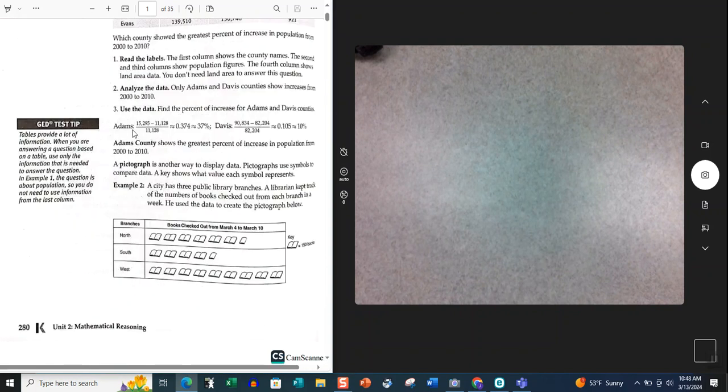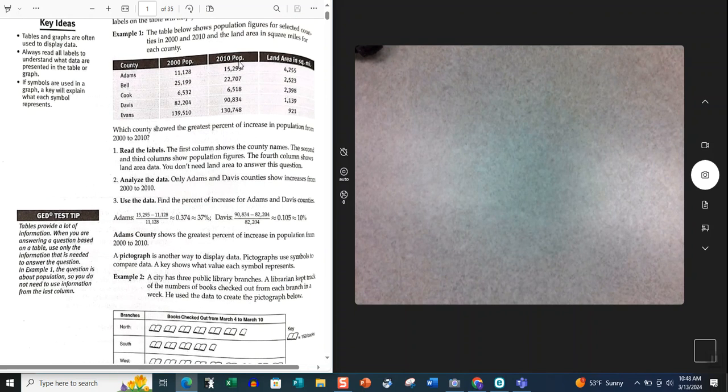Now, the percent of increase, we know, is the new value, which would be the 2010 value, minus the old value, which is the 2000. So we would take 15,295 minus 11,128, over 11,128. And it gives us approximately 37%. That's for Adams County. Then we go to Davis County.